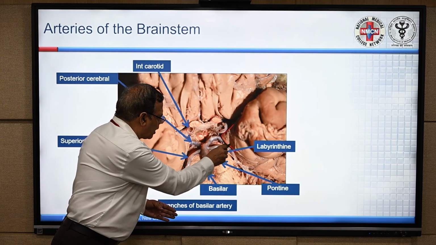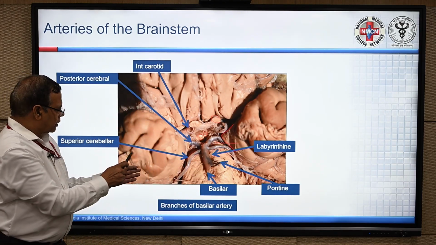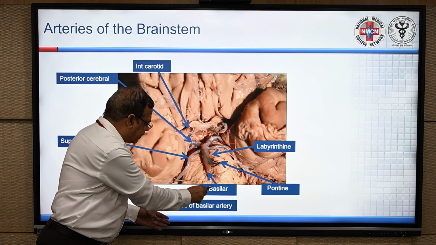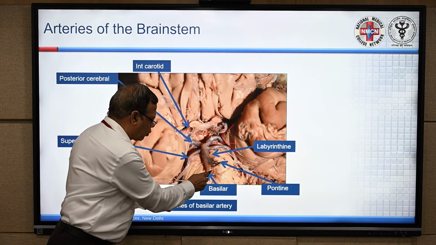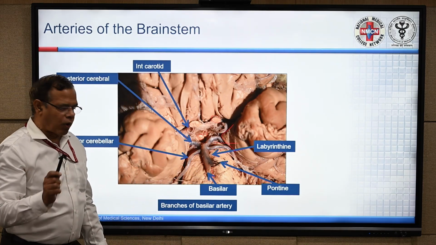Only part of the crus cerebri can be seen. What you can see is the basilar artery. Basilar artery, where it lies? In the basilar groove of the pons.